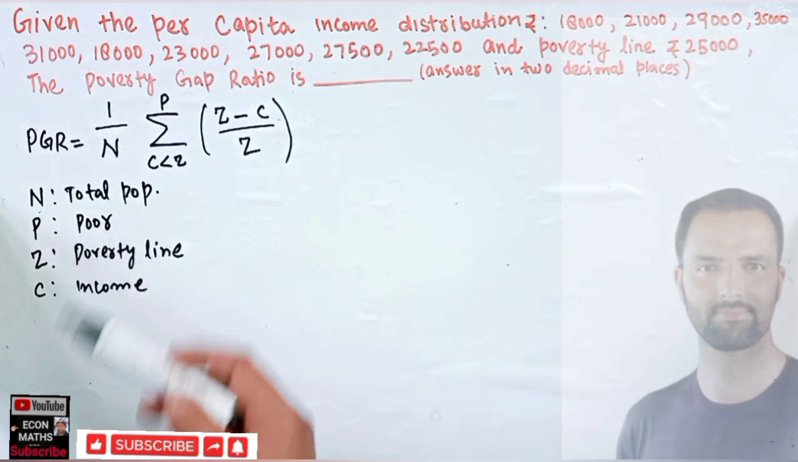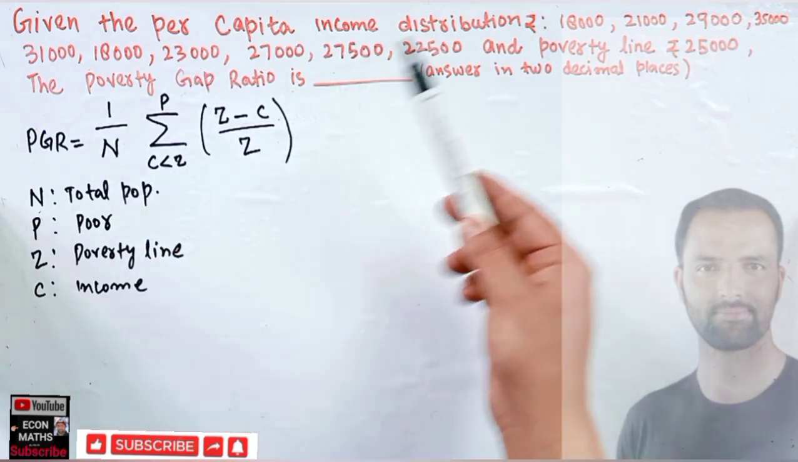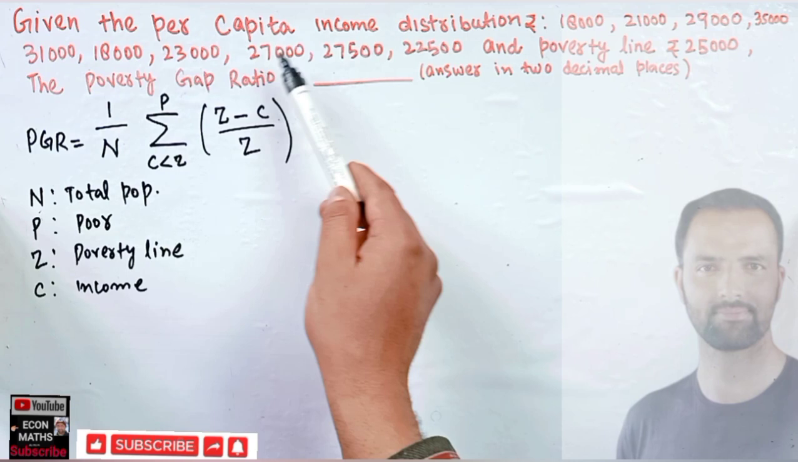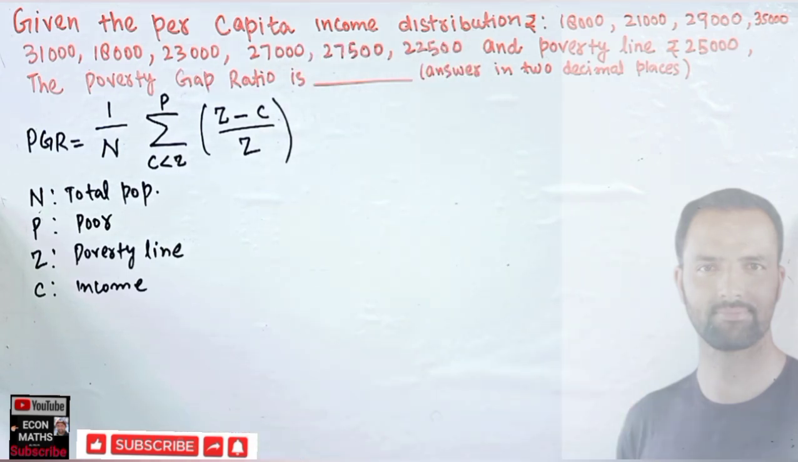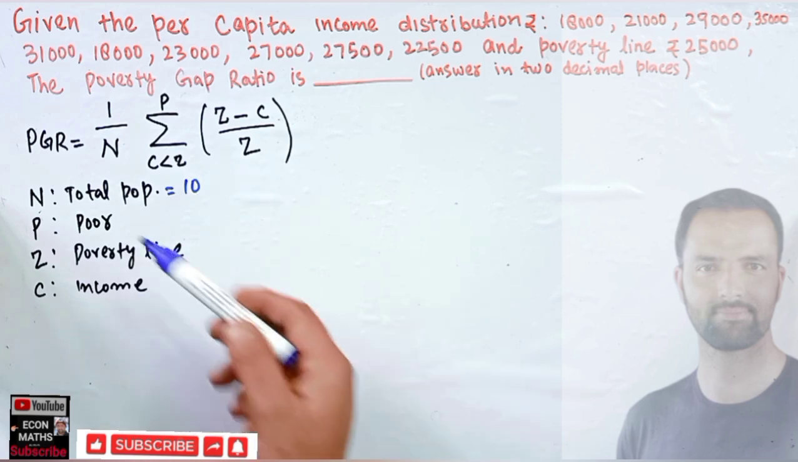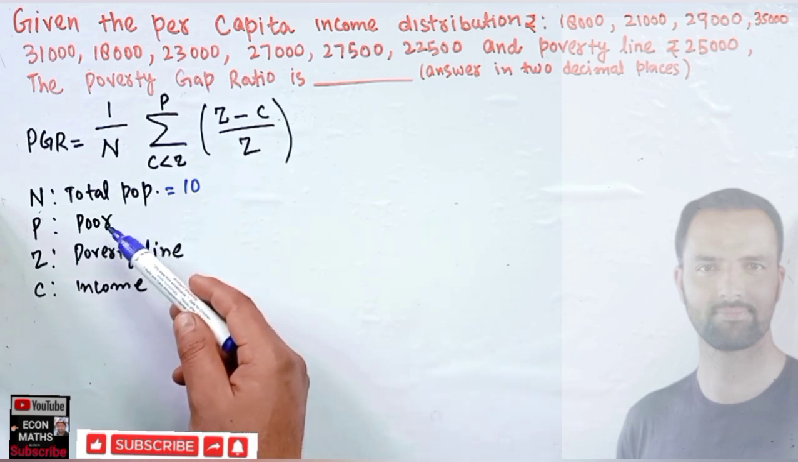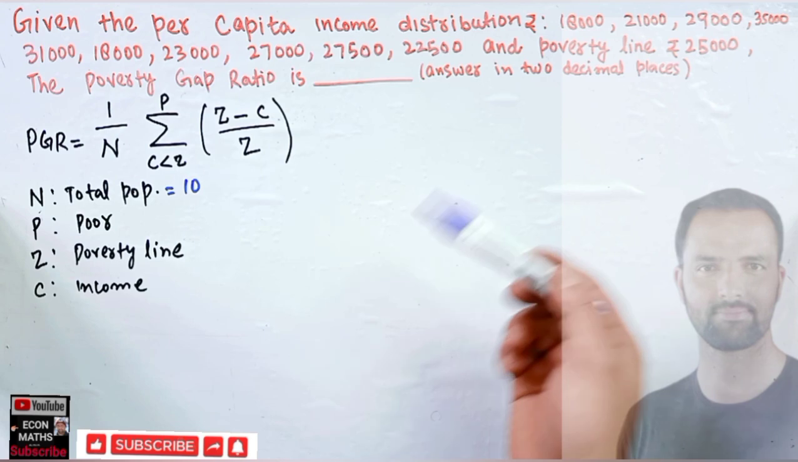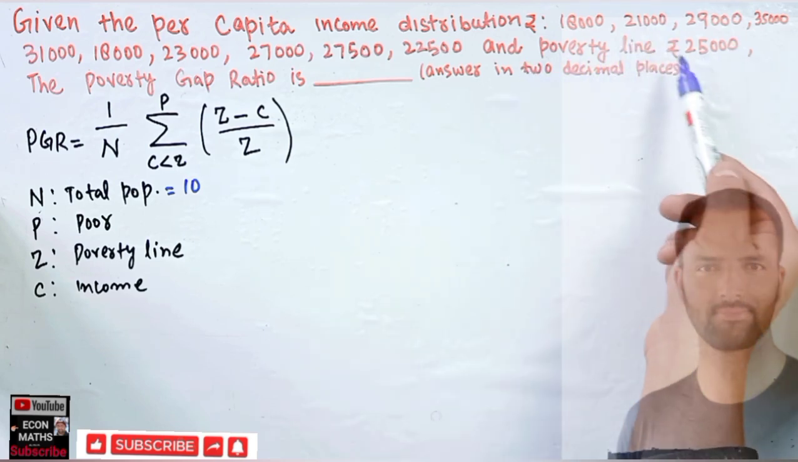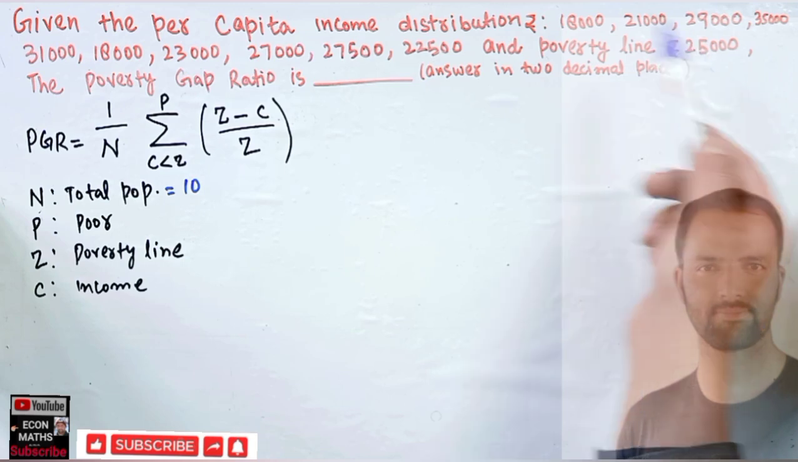Total population is denoted by N. Total population is here 1 2 3 4 5 6 7 8 9 10. So we have 10 individuals, so we can write this as 10. P denotes the number of poor. How do we define the poor here? The number of persons whose income is less than the poverty line income. We call them poor.